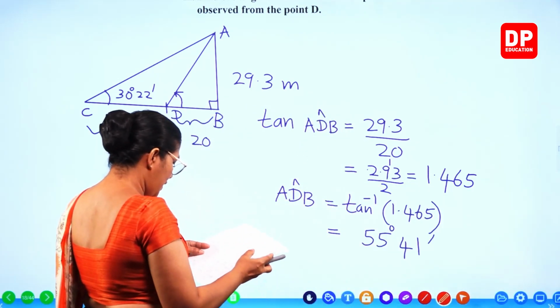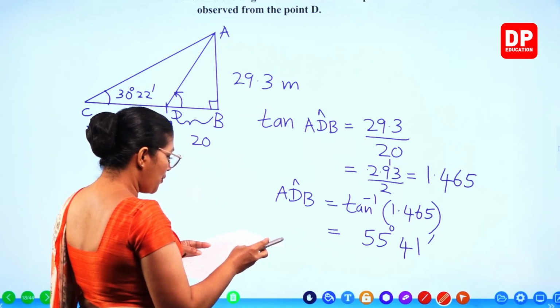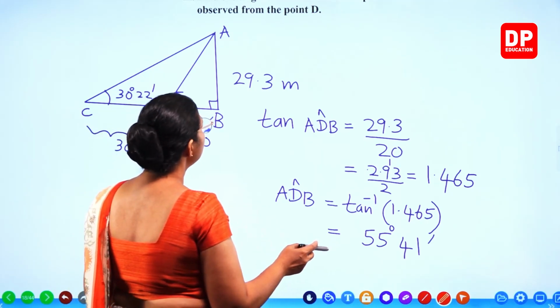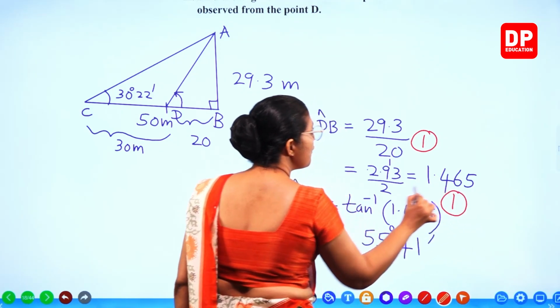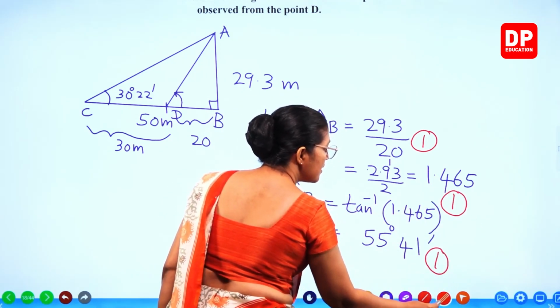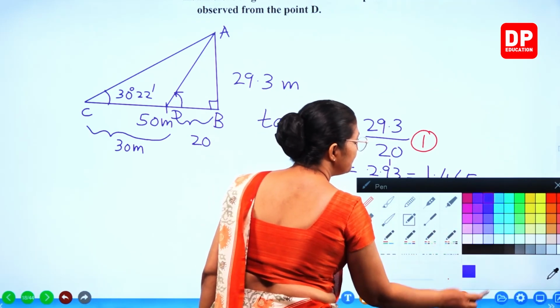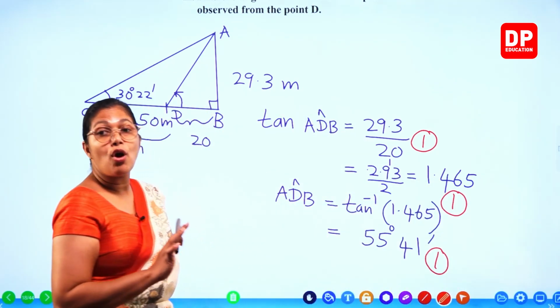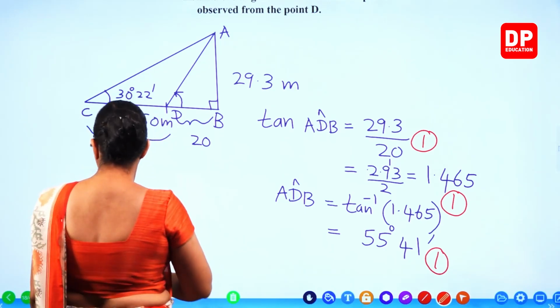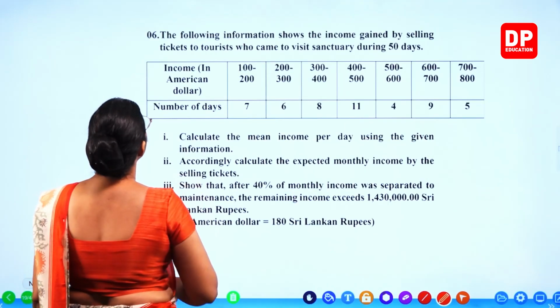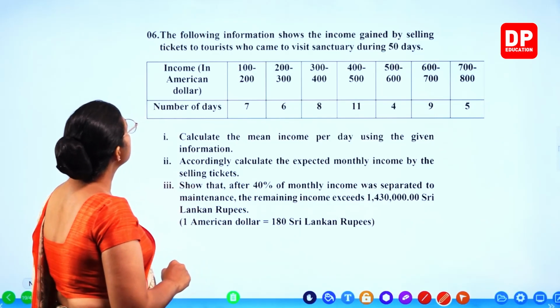So how many marks for that? 3 marks you are getting. 1 mark for the ratio, 1 mark for referring the table and getting the correct answer. So we have given already 10 marks for the whole question. Let's do question number 6.